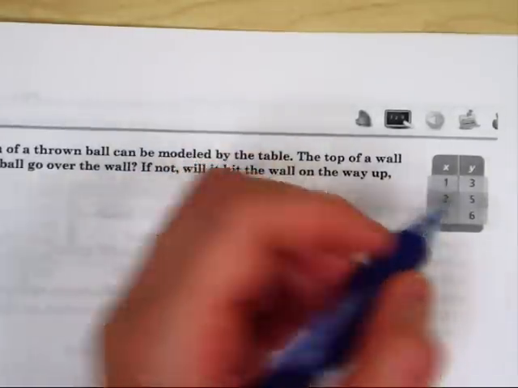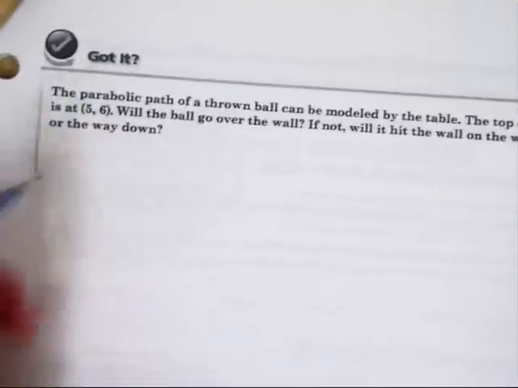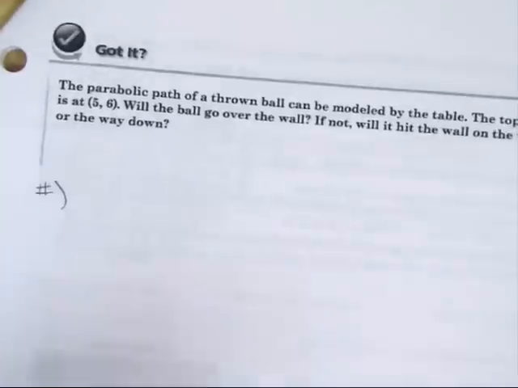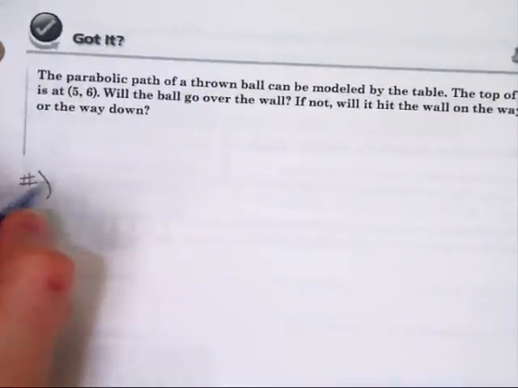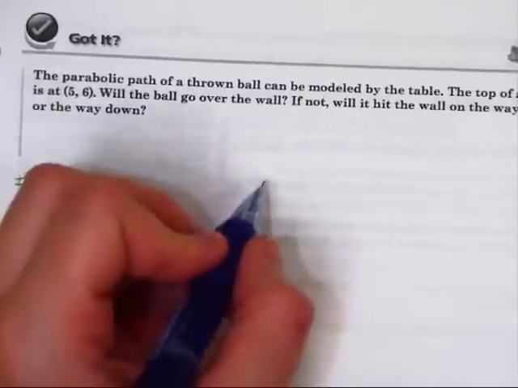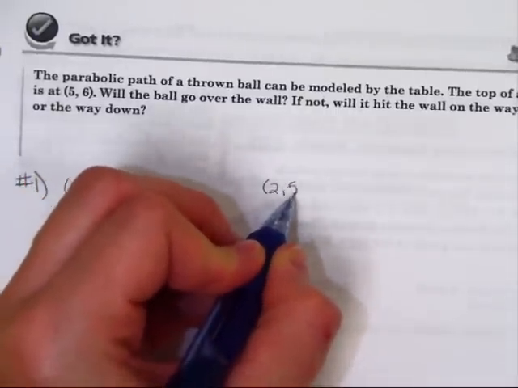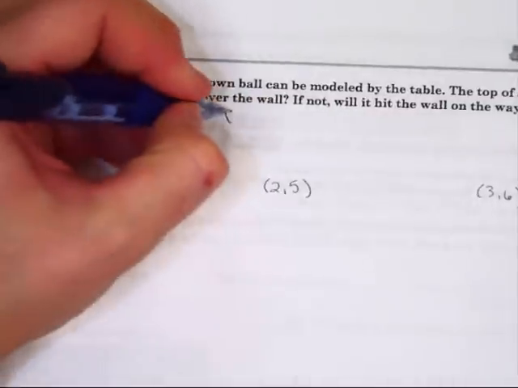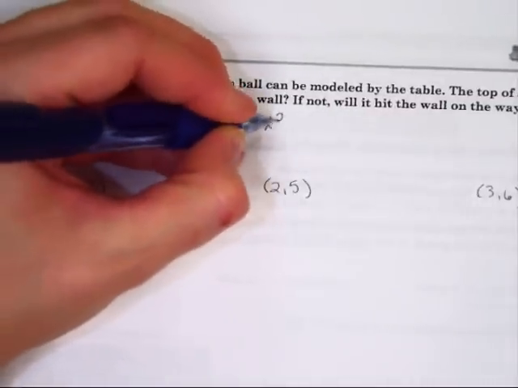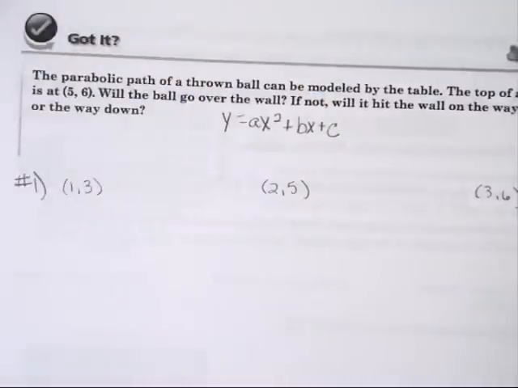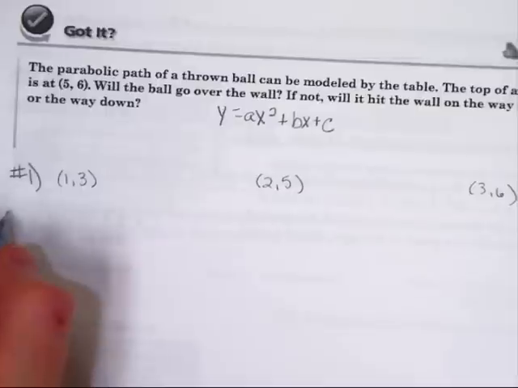Well, we have 3 x's and y's, so let's start with step 1. I like to just write them down. The first one is (1, 3). The second one is (2, 5). The third one is (3, 6). Remember, we're putting in y equals ax squared plus bx plus c. We have to solve for a, b, and c, and then we'll have an equation that we can work with.